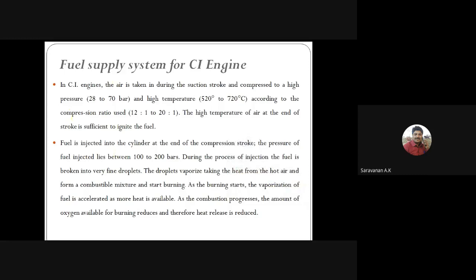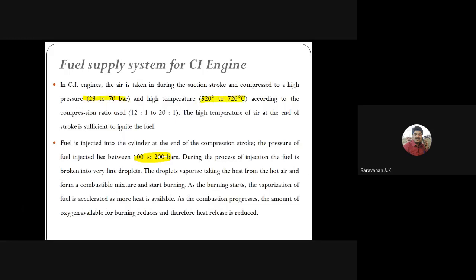In CI engines, only air is sucked in during the suction stroke and it is compressed. While compressing, the air reaches about 28 to 70 bar and generates a temperature of 520 to 720 degrees Celsius. That heat ignites the fuel sprayed from the fuel injector. The fuel injector sprays the fuel at a particular pressure, 100 to 200 bar.